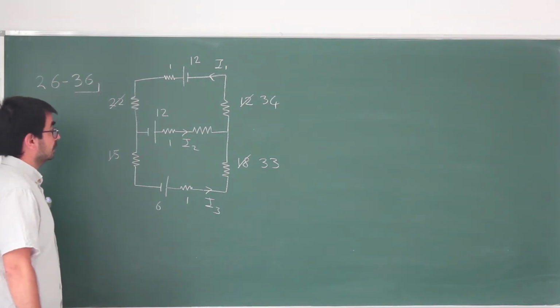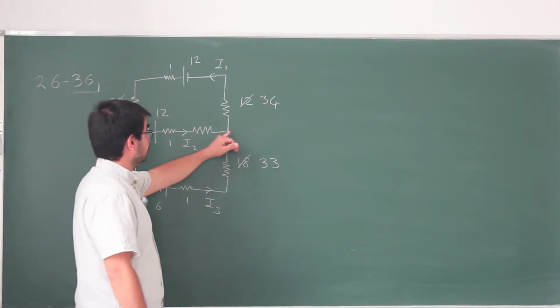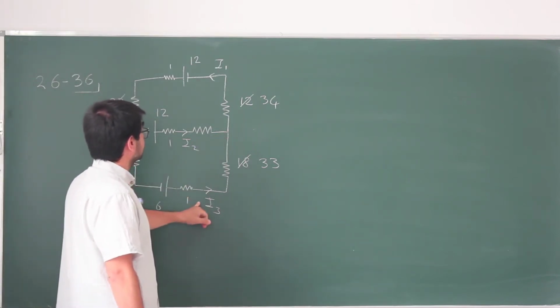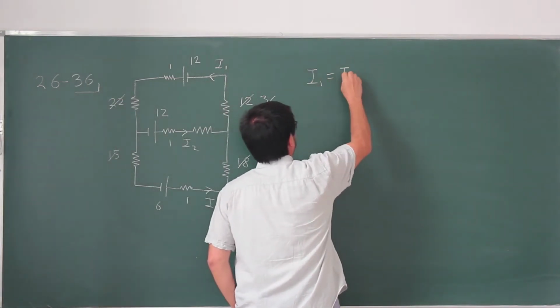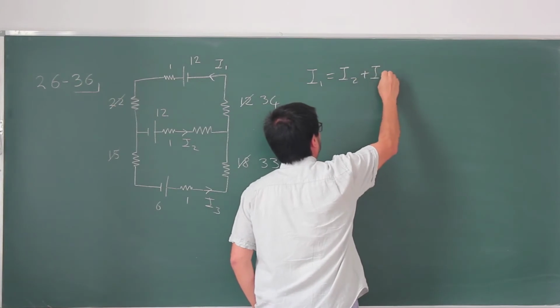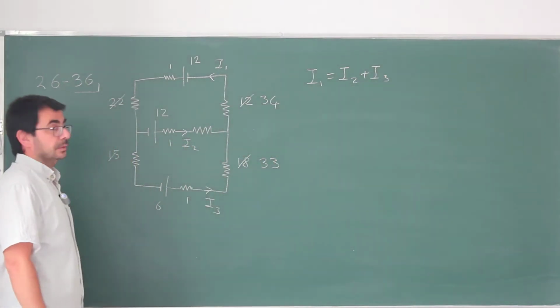Okay, so I always like to start with the junction rules because they are easy. If you consider this point, I2 and I3 arrive at this point and I1 leaves, so I1 must be equal to the sum of I2 and I3. Right? Then I have to apply a loop rule.